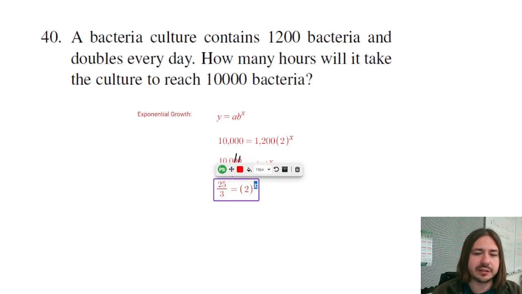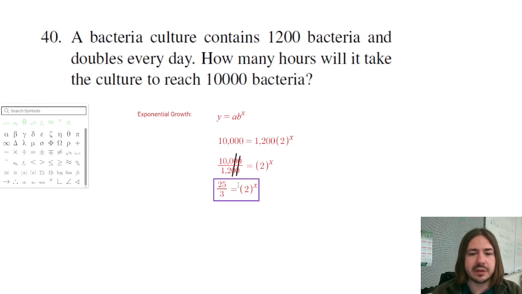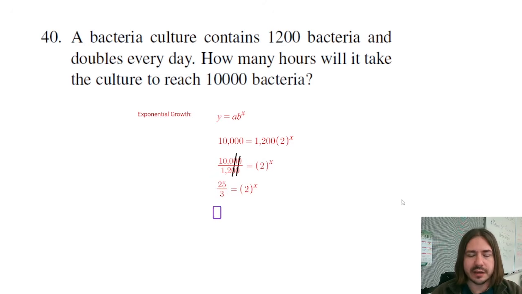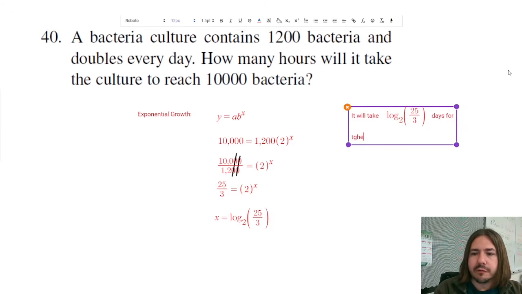So now comes the part where we have to know how to isolate a variable that's in an exponent like this. And so to do that, we need to invert this equation using logarithms. The base will be 2. The input to our logarithm will be 25 over 3. And then our output will be this x, since we're inverting this exponential equation. So x is going to equal log base 2 of 25 over 3, and that equals the number of days for the culture to reach 10,000 bacteria.